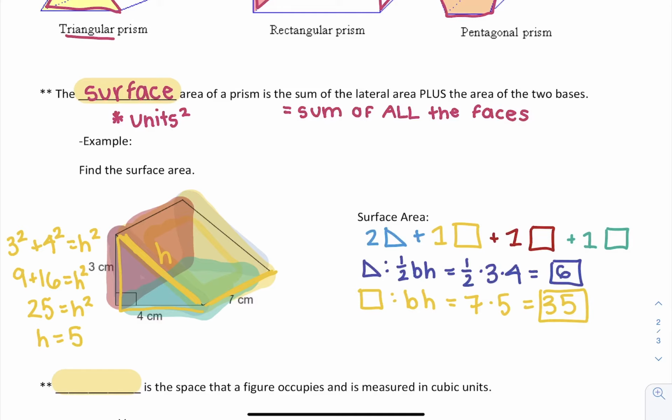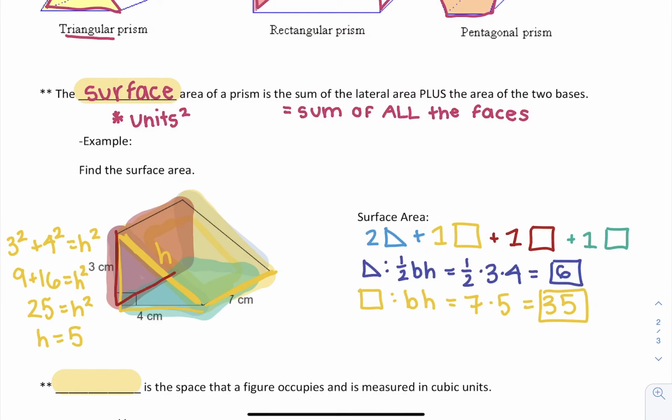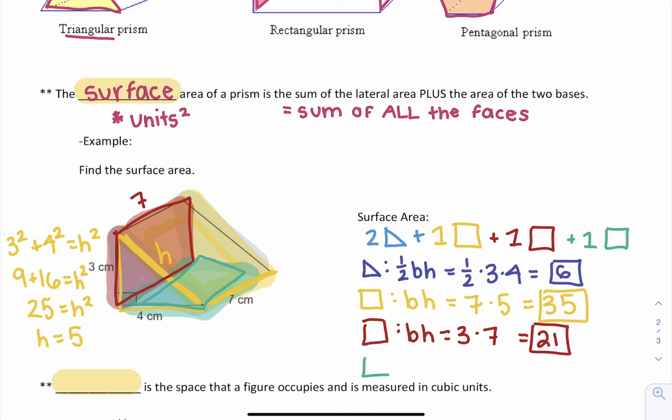Now we have two more rectangles left. We have this red rectangle. Our rectangle area is base times height, which is 3, and this height is 7, so we get 21. Finally, we have our green base on the bottom. Our green is base times height, which is 4 times 7, which is 28.